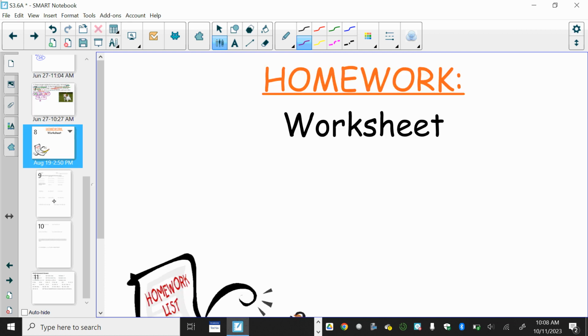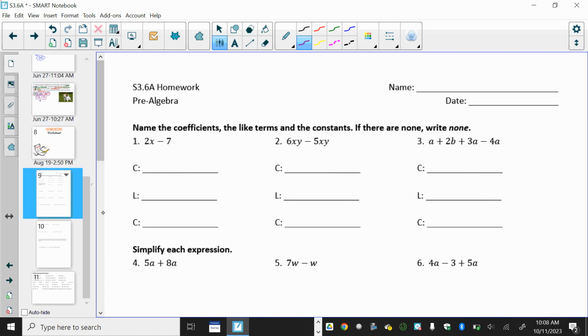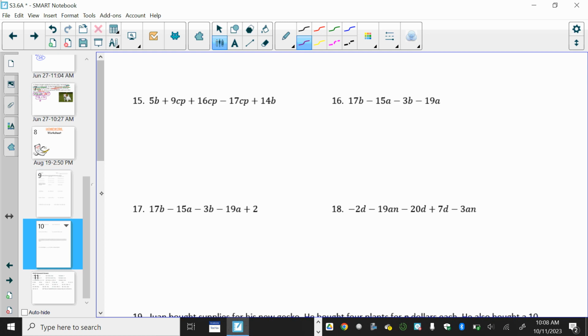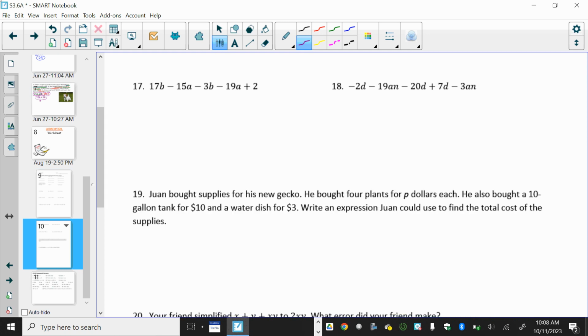Alright, homework's as follows. Front page, you're going to do just like we did on the notes. Back page is more like we did on the notes. Answers down at the bottom to check. Thank you very much.